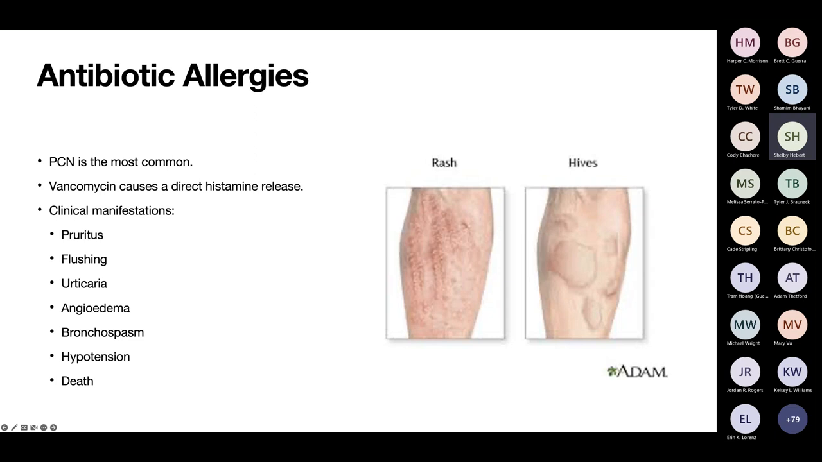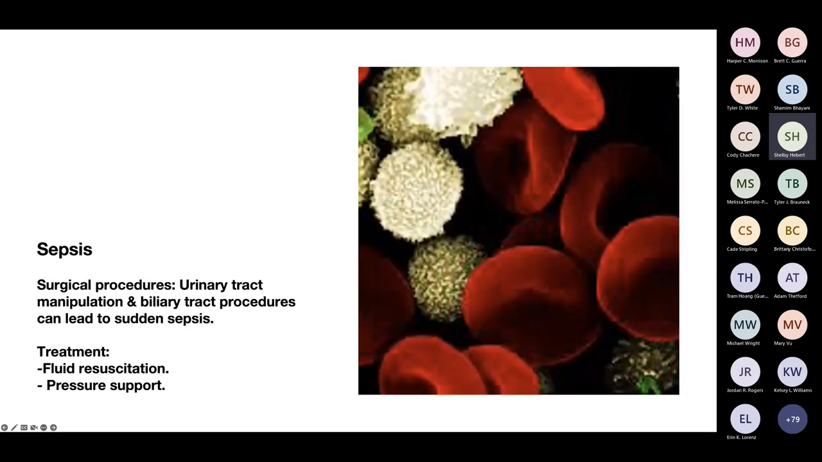You'll see patients that get vancomycin, especially at accelerated doses, may develop a direct histamine release that mimics an allergic reaction. It's not really an allergic reaction. They're just having a systemic histamine release because the medication was administered too quickly. And there's some basic manifestations for you that we've talked about.